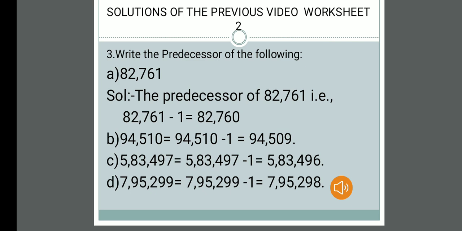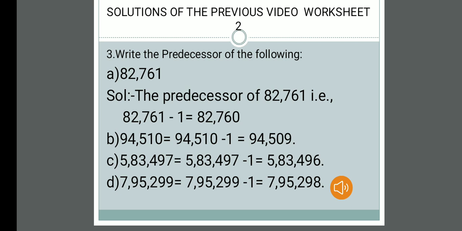The next concept is predecessor. The predecessor is nothing but the number before the given number, or you have to just make minus 1 at the unit place. Now the third question, write the predecessor of the following. First question is 82,761. The predecessor of 82,761, that is, we have to make minus 1 at the unit place. It will become 82,760. B question: 94,510. We have to make minus 1 at the unit place. So it will become 94,509.